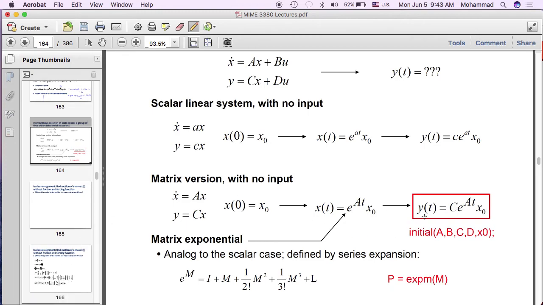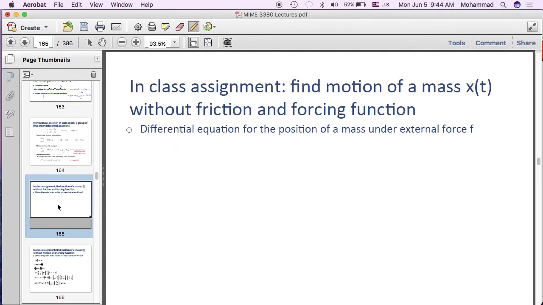Once we have x of t, we can find y of t by pre-multiplying x by C. This is, by the way, the homogeneous response. We haven't included the effect of input yet. So C e to the power At x naught is the initial condition response. So let's go ahead and solve an example.